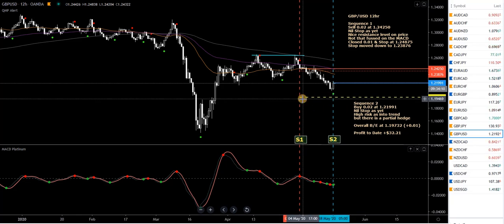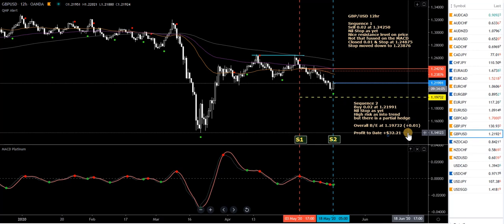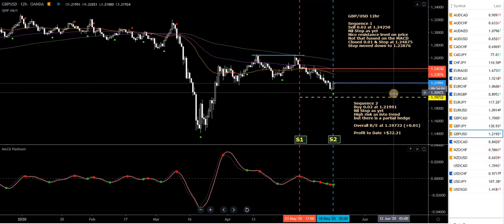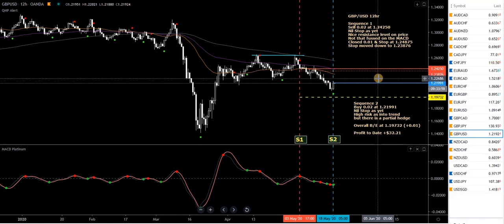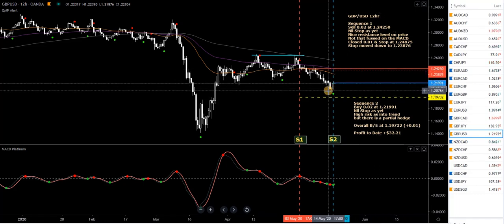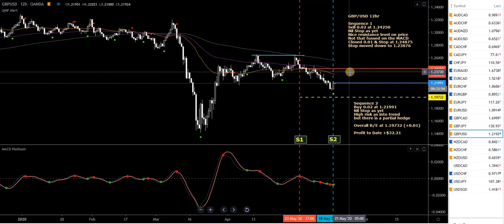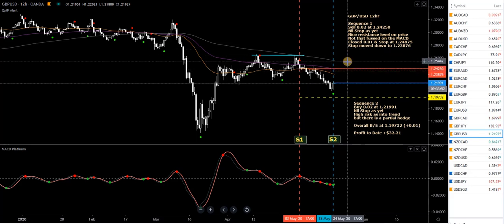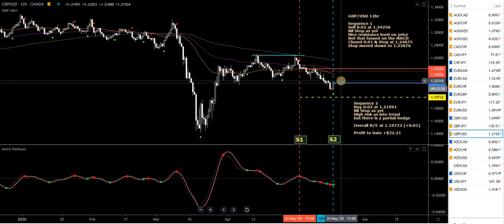Overall break even for both trades is this yellow line, and because it's net positive 0.01, as long as price stays above that yellow line, I'm in profit on both trades. So ideally I want to see this go up and up and up, maybe take that stop out and keep on going, and we'll just be in profit. So that's the pound USD new buy.